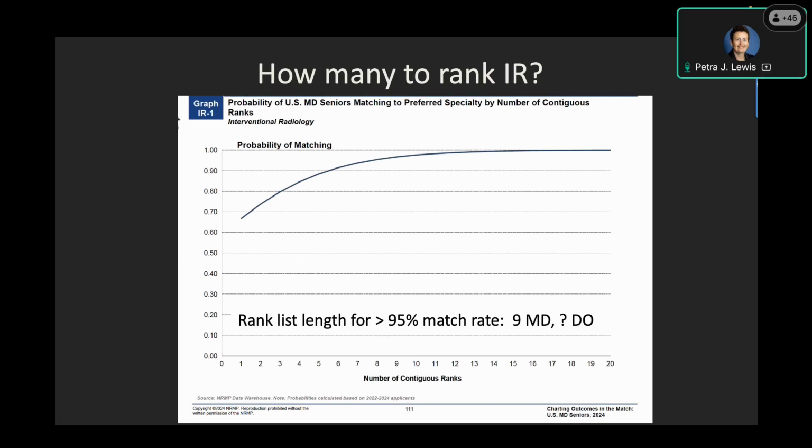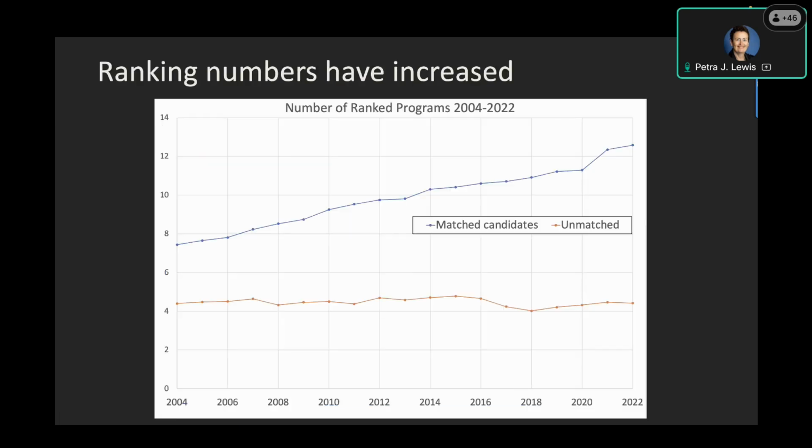Here's for IR, a different curve shape, which is kind of interesting. And I don't know how to explain it, but I think probably because there are fewer IR programs, you're going to get fewer IR-specific matches. The numbers over the years that you needed to match have increased. So you can see here that generally our match candidates ranked many fewer programs. Now they probably interviewed at many fewer programs, and the number of rankings has gradually increased over the years.